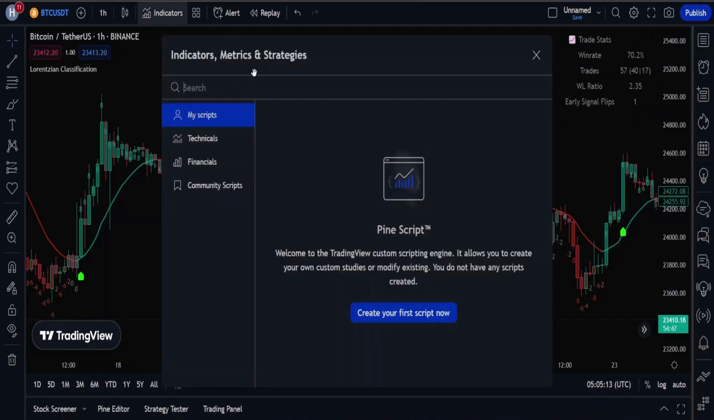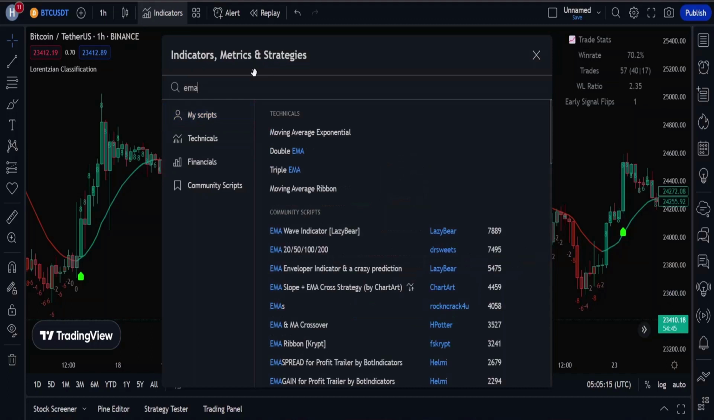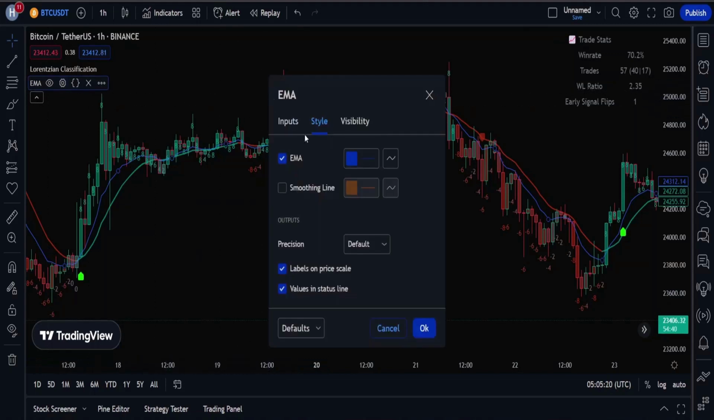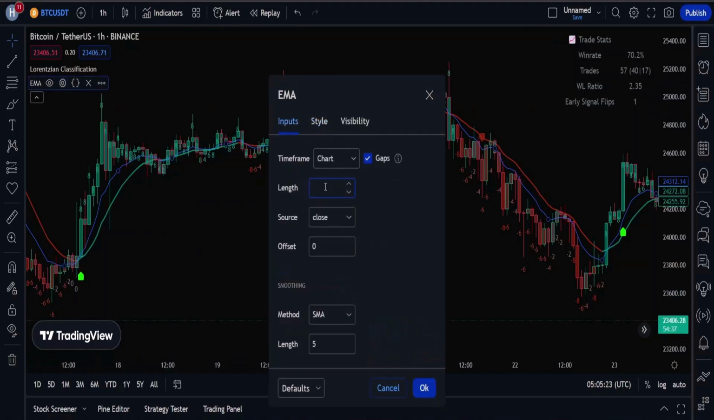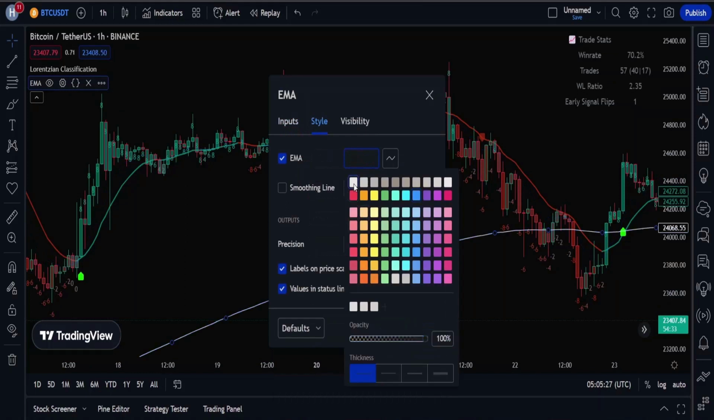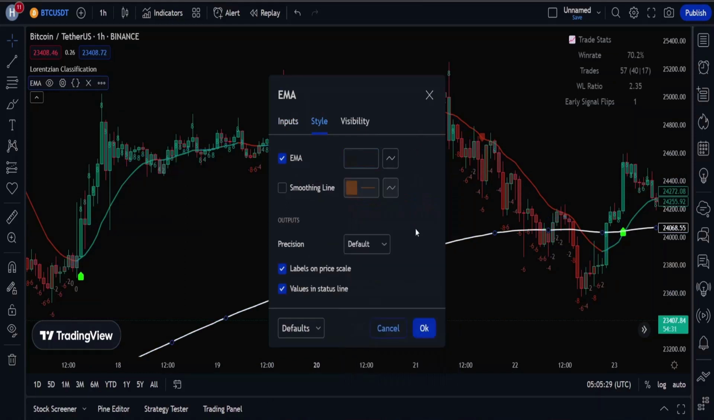So for that, we will click on the indicators one more time and search for an exponential moving average. Once we have added it to the chart, we will access its settings and in the input section, change its length to 200. And also in the styles section, change the color to white. This will make it easy to understand on the chart.